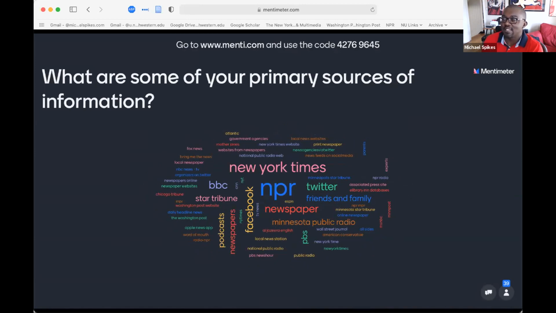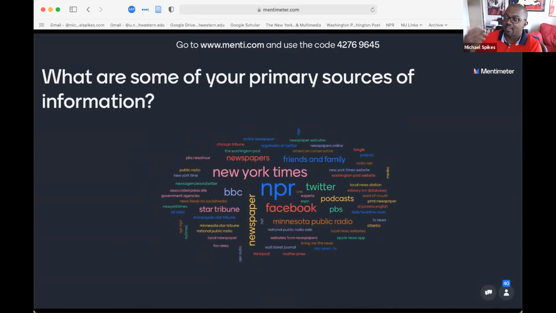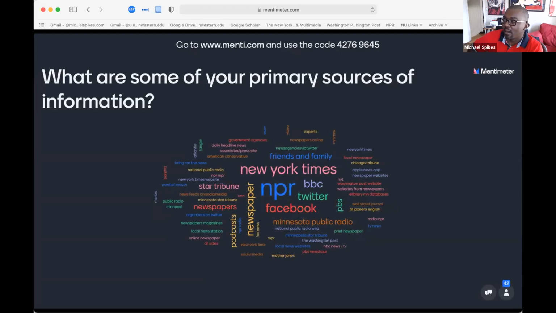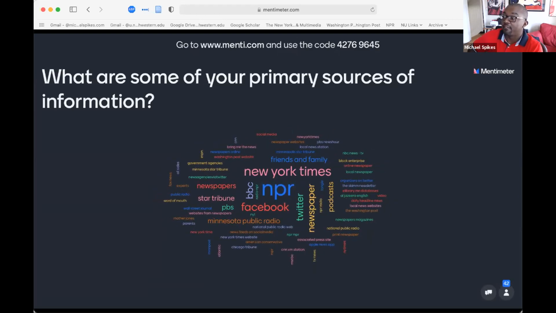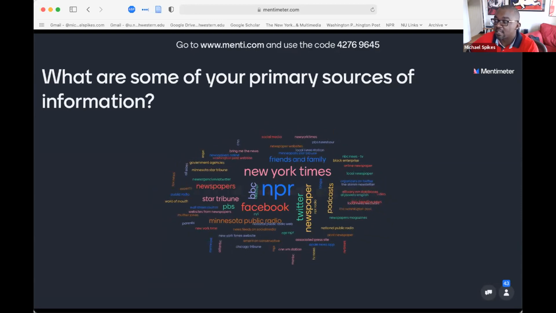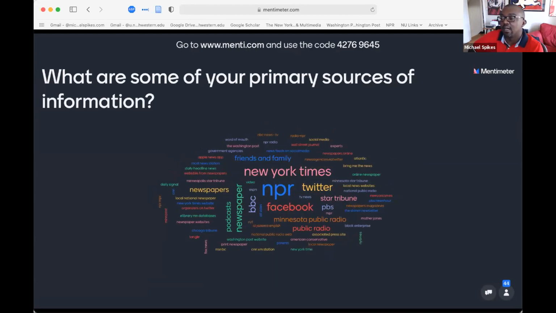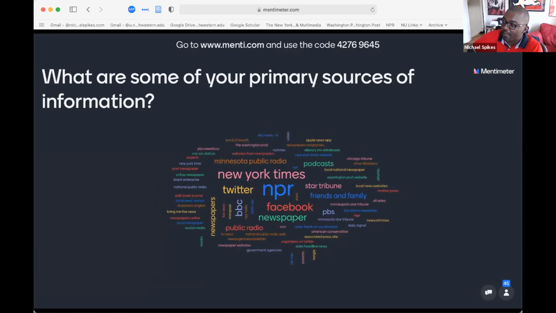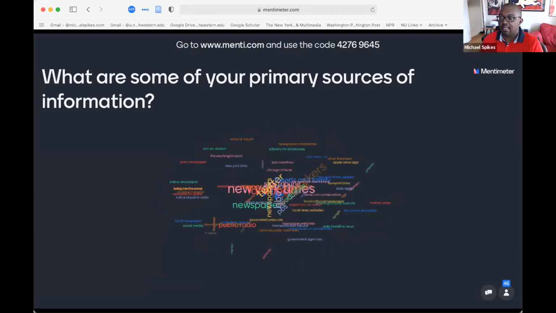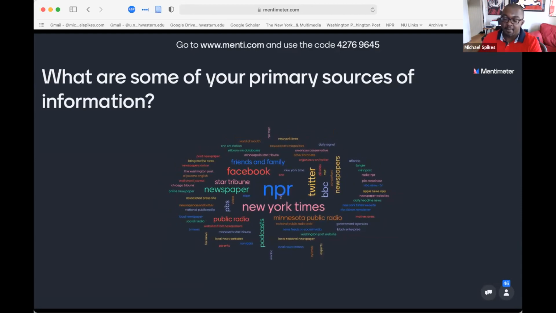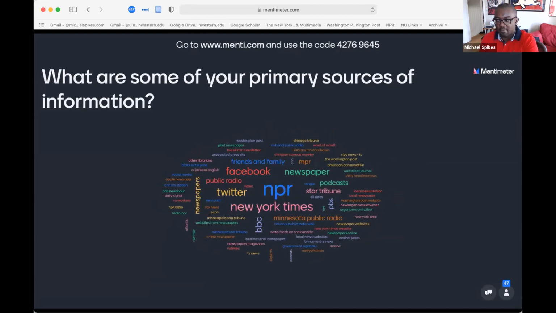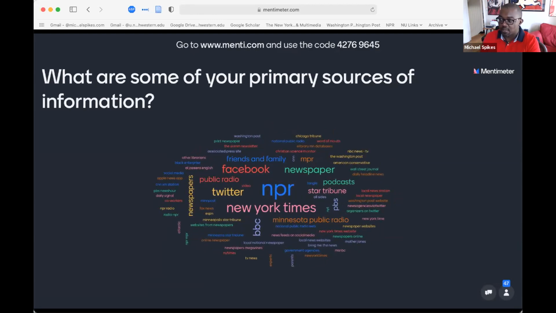So we see lots of different sources here. We've got NPR, New York Times, Facebook, Twitter, newspapers, podcasts, friends and family, local news outlets, Minnesota Public Radio, and so on. So you'll see that there are lots of places where we can get information, and there are probably different ways that we think about each of those sources.